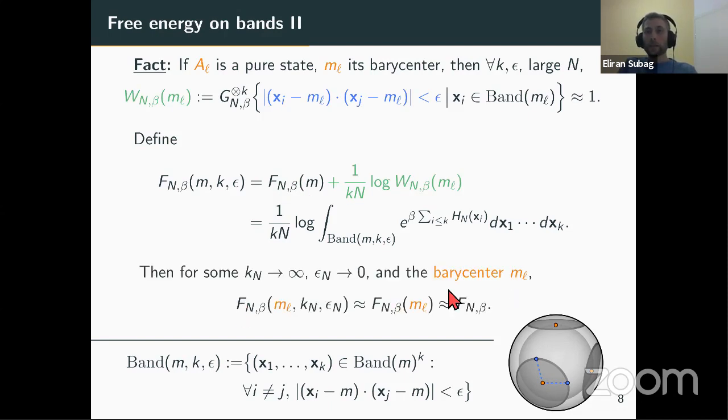And what happens for the barycenter, since before we take the log this is 1, so after the log, this will go to 0. And for any finite k and epsilon, this will go to 0, and therefore for kn that goes slowly to infinity, and epsilon n that goes slowly to 0, you have the following approximation at the barycenter. So this we saw before. Now I'm telling you that also this even smaller free energy will be roughly the total free energy.